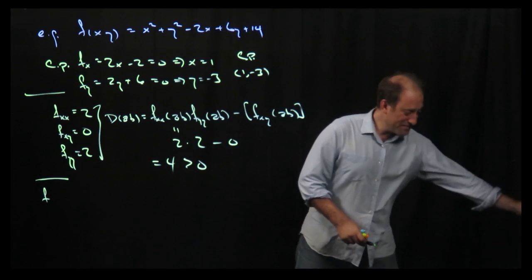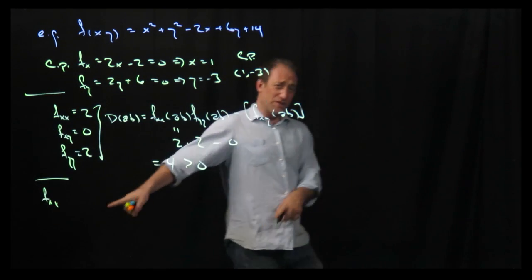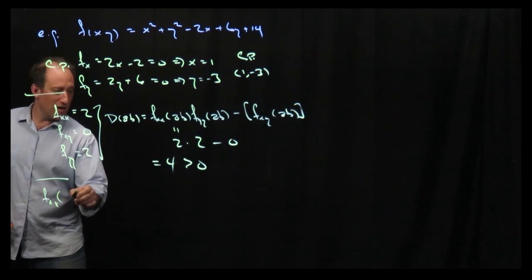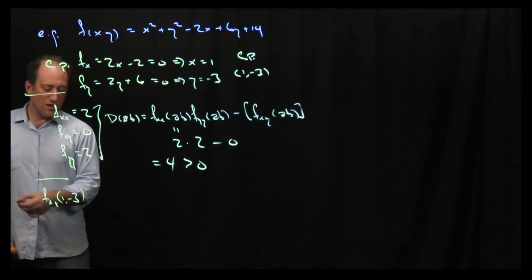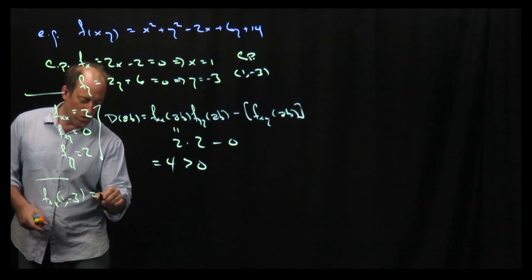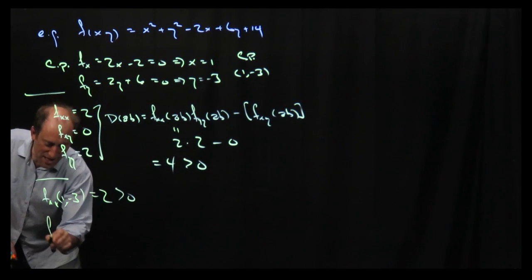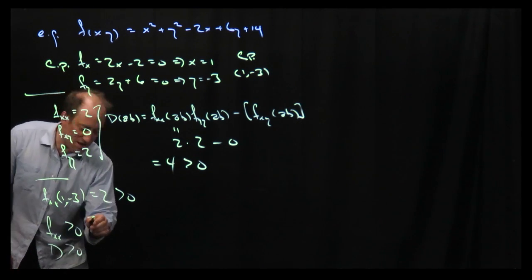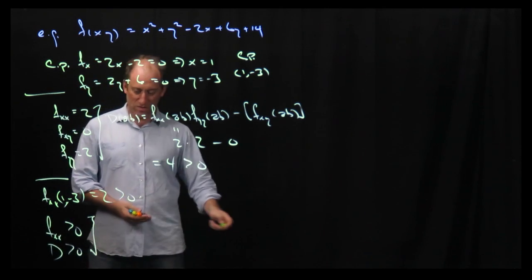Not f_x at (a, b). f_xx at (a, b), after all, it's called the second derivative test. I should be using the second derivative at (1, -3). Again, this is always 2, which is positive. So I have a positive f_xx with a positive D. That tells me I've got a local minimum.